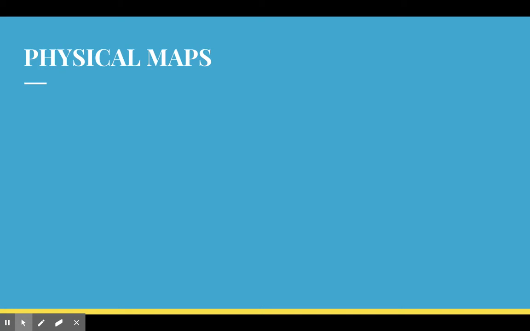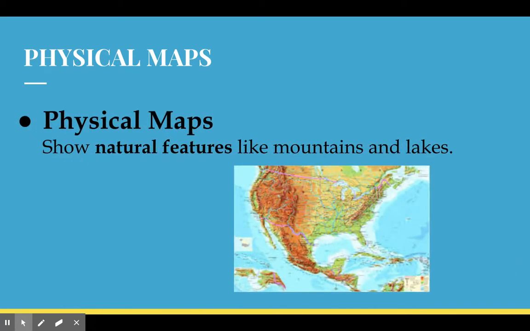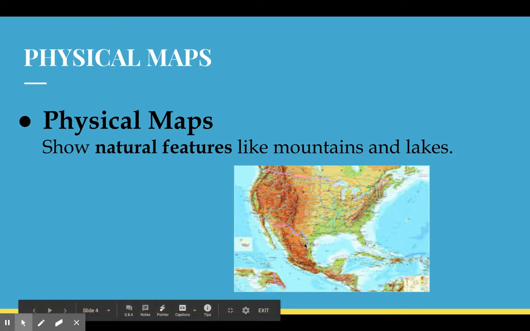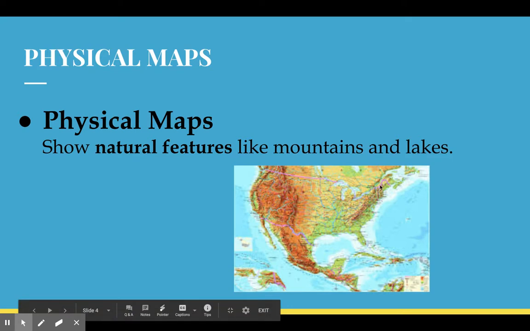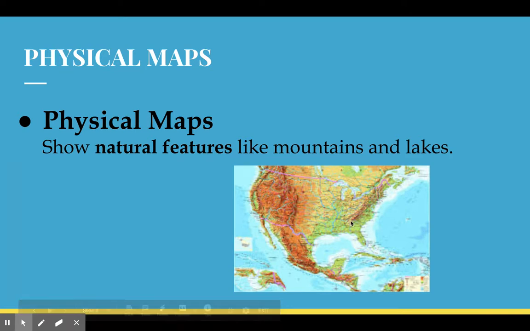All right, let's look at physical maps. What are physical maps? Ooh, there's a physical map. All right, so physical maps show natural features like mountains and lakes. Shows more than that, but that's just an example. This is a physical map right here. You've got the Rocky Mountains all the way here. I believe these are the Sierra Nevada Mountains. Here are the Appalachian Mountains. Those are shown on a physical map.